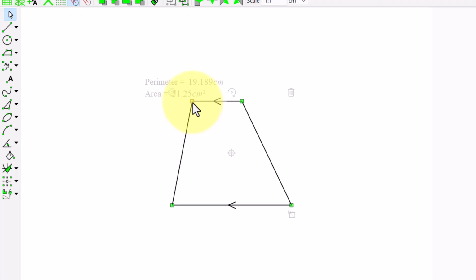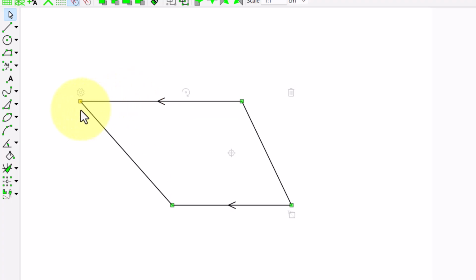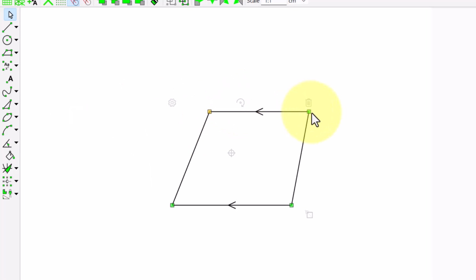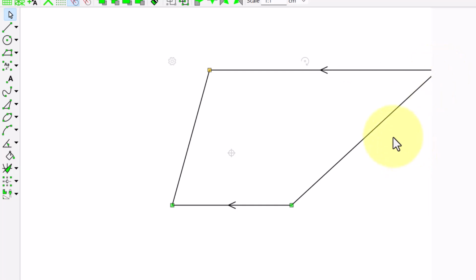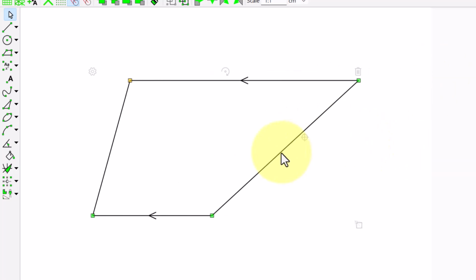So if I move one of these points, you see this is also a trapezium. See, this is a trapezium. As long as the opposite sides are not all parallel and equal, it's a trapezium. So this is a trapezium as well. I can move this place like this. This is a trapezium. See, so just remember one property of trapezium.